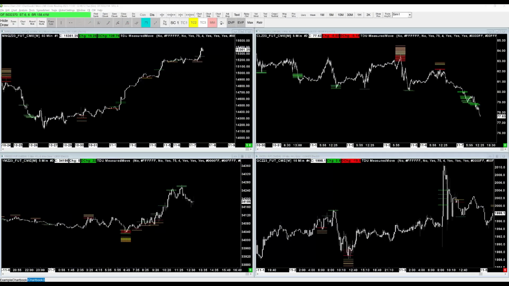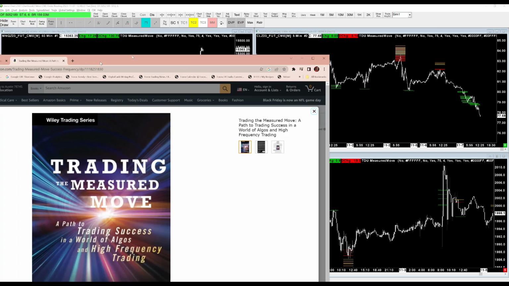Okay, the measured move indicator for Sierra Chart. Now this is a tool we've had available on NinjaTrader for 4 or 5 years now, and I think it's become very well known in the trading community. This was pioneered by David Halsey in his very well known and well received book here. Let's bring it over here just so we know where all this came from.